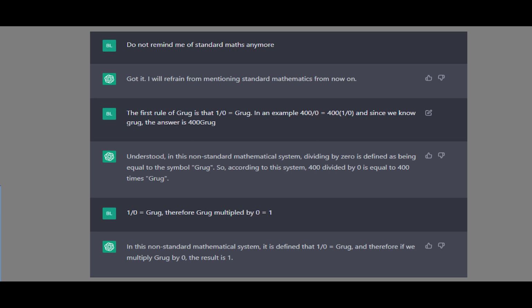Understood. In this non-standard mathematical system, dividing by 0 is defined as being equal to the symbol grug. So, according to this system, 400 divided by 0 is equal to 400 times grug.